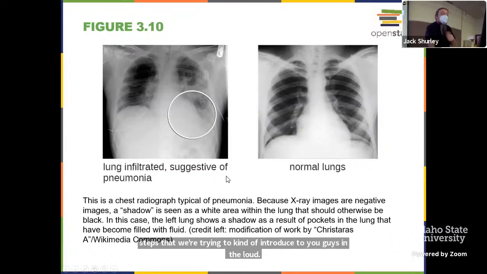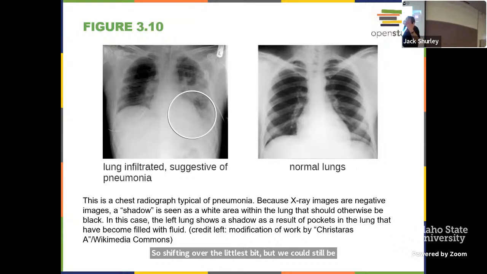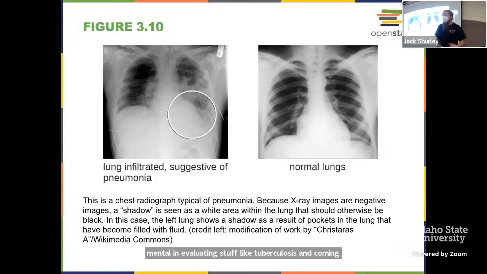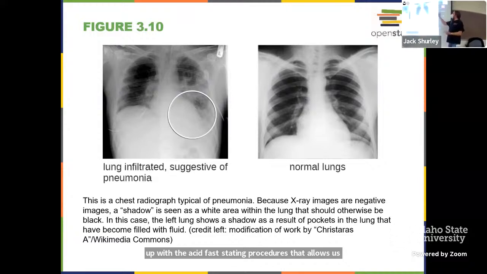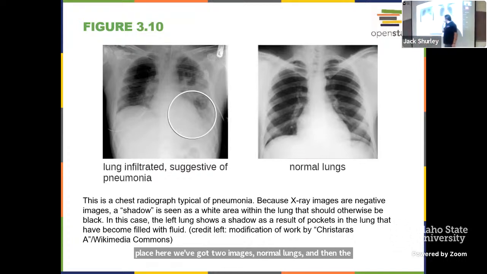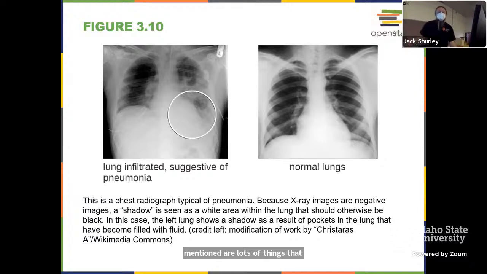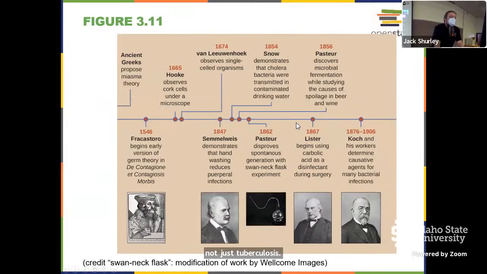All right. So shifting over the littlest bit, but we could still be thinking Robert Koch because he was fundamental in evaluating stuff like tuberculosis and coming up with the acid-fast staining procedures that allows us to see those bacteria in the first place. Here we've got two images, normal lungs and then the infiltrate suggestive of pneumonia. And as we mentioned, lots of things can cause pneumonia, not just tuberculosis, right? But I think that's really what we are seeing there.